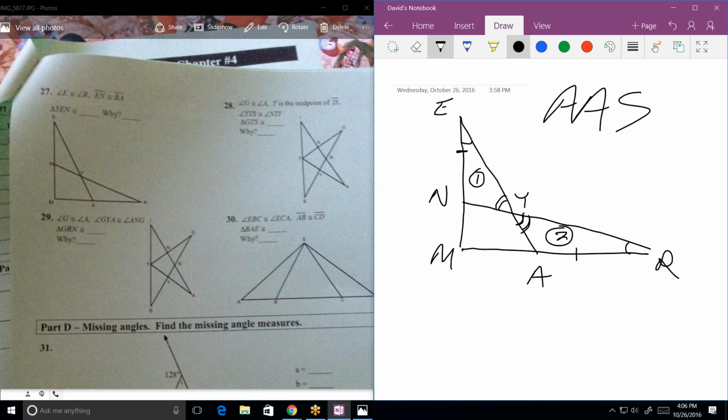Now, I saw a slight variation in this problem. It wasn't quite the same one. The one I saw, they were trying to prove this big triangle is congruent to that triangle, which they are also. But that's not what this one asks. So let's go on to the next problem. Do you have any questions about this problem? I think I understand it.